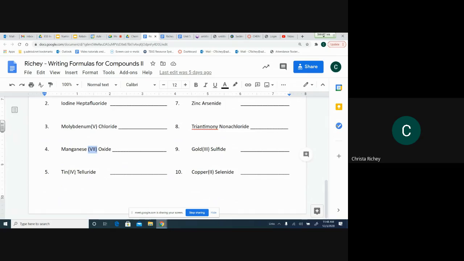The tin, which is Sn, not Ti. Ti is titanium. IV is how much of a positive charge? +4. Right. Tin, Sn. Sn is over here in group 4. Tin can either be +2 or +4. This one happens to be +4.